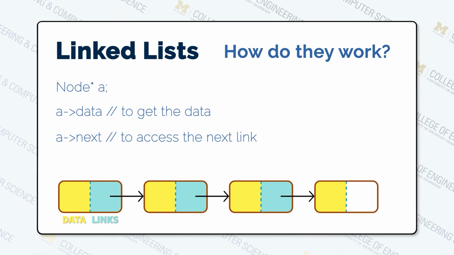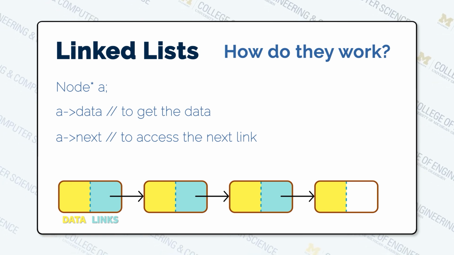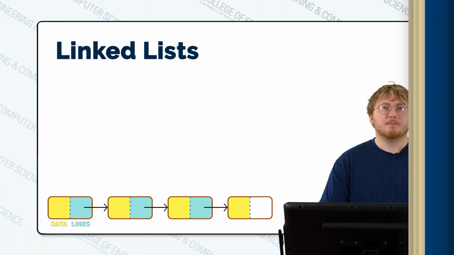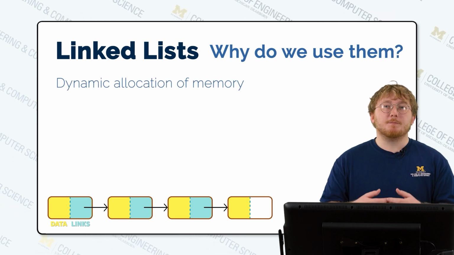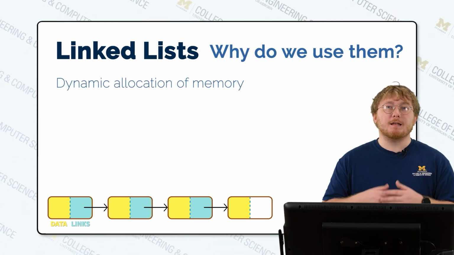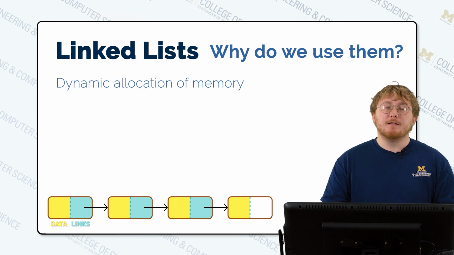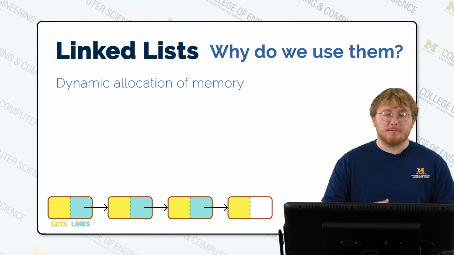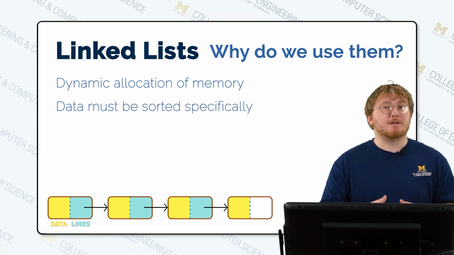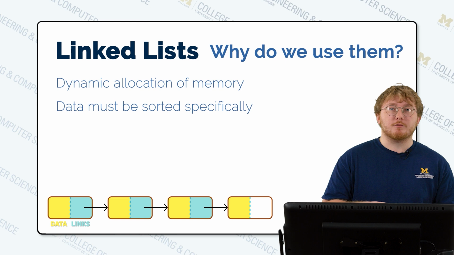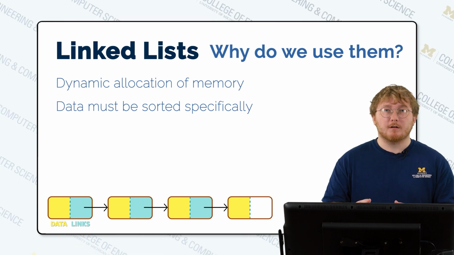So let's talk about why we use them. The first scenario is when data must be inserted or removed from any position in the list. This is a dynamic allocation of memory. The second is when data must be sorted in a specific way that you might not be able to do using an array or a vector.